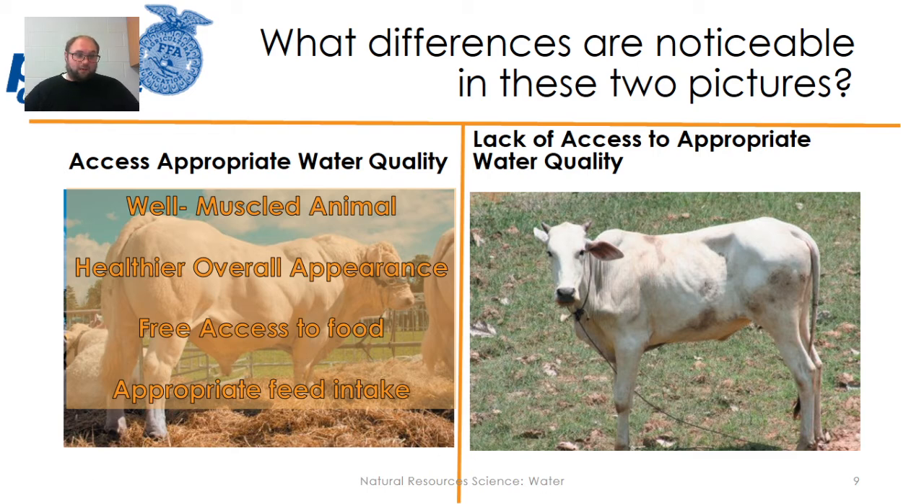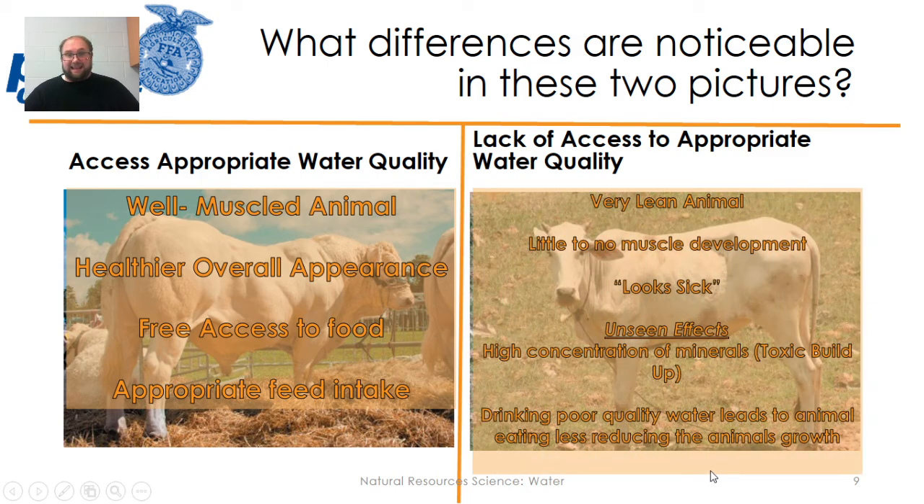Now, with our poor cow on the right, it's a very lean animal. It has little to no muscle. It looks sick. And so some of the unseen effects is that there might be a high concentration of minerals in his body, a toxic buildup that could be making the animal sick, or a toxic buildup that could actually lead to death. Drinking poor quality water leads animals to eating less, and it stunts the animal's growth.